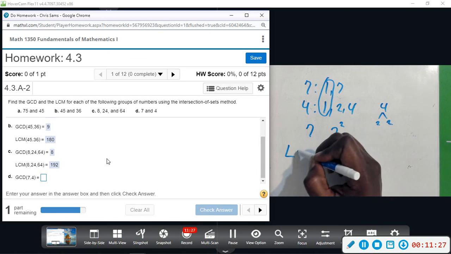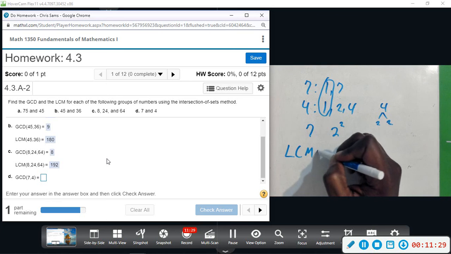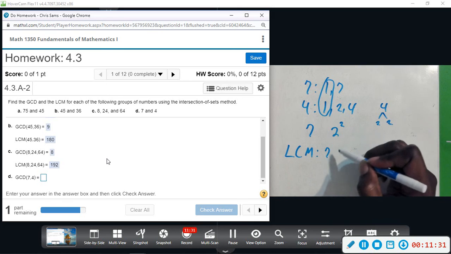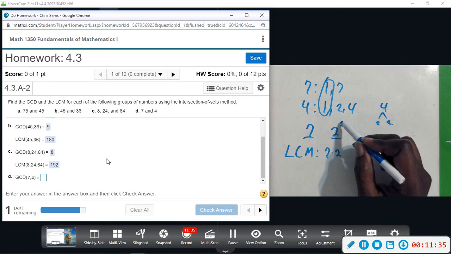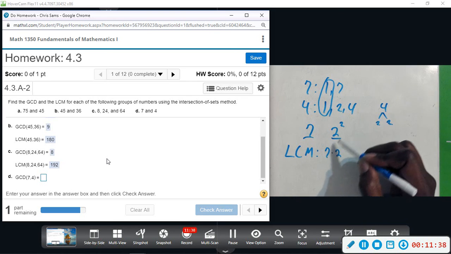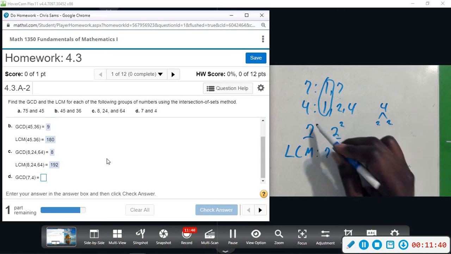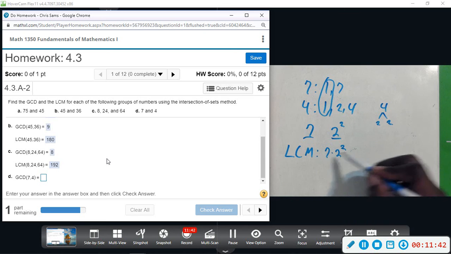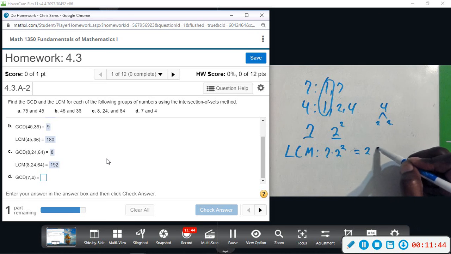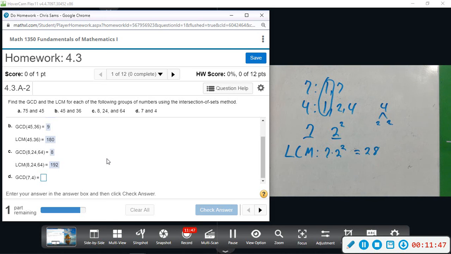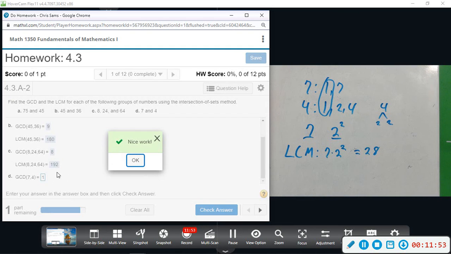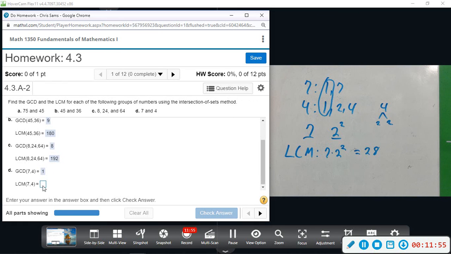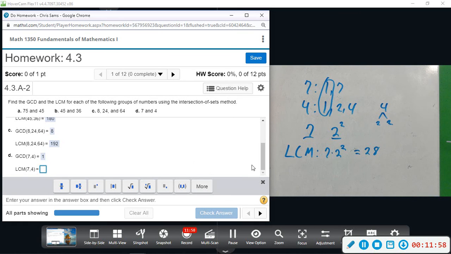So when we do LCM, remember we need all the different factors that appear. So 7, and I need 2, and they only have 1 of each. Okay, so with 2's, this is the only exponent to look at. 7 doesn't have 1. So 7 times 4 will give us 28. So greatest common divisor is 1, and your least common multiple is going to be 28.